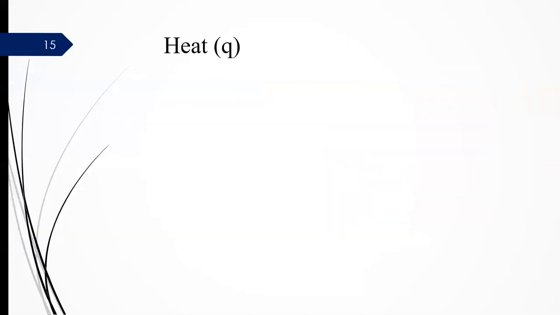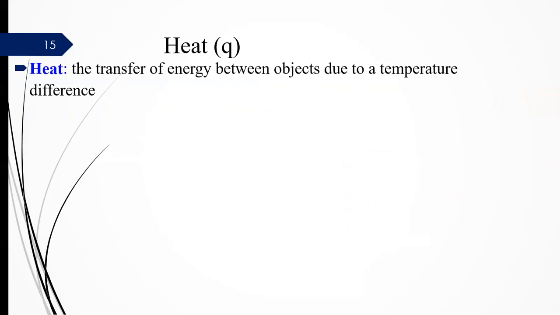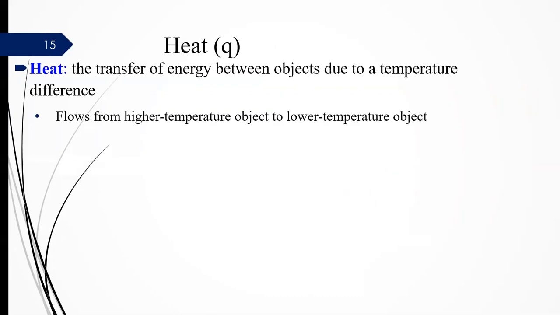And so one of the more common ways that we see this energy transferred is in the form of heat. And so heat happens anytime objects are not at the same temperature. And it flows in the same direction. It always flows from a higher temperature object to a lower temperature. So when we talk about our flow of energy, we're going to use terms like system and surroundings.